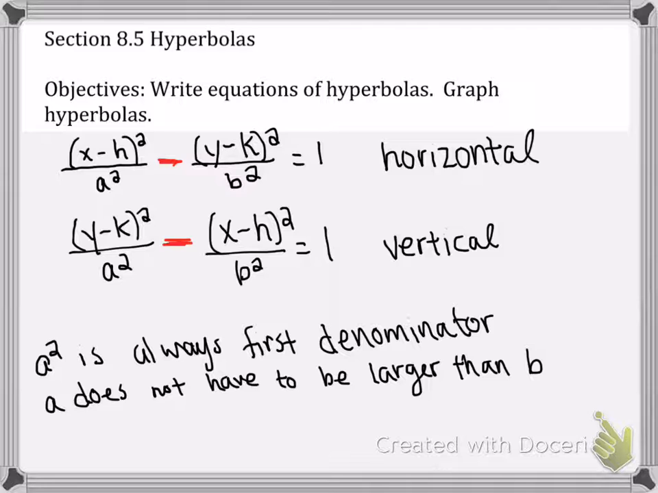In order for it to be a hyperbola, it has to be a subtraction sign. Now, the first one is an example of a horizontal, and the reason is because the x term comes first. The second one is an example of a vertical because the y squared term comes first. Both of them are written over a squared. A squared is always the first denominator in a hyperbola. Always. A does not have to be bigger than B in hyperbolas, so it's a little bit different than ellipses in this manner.